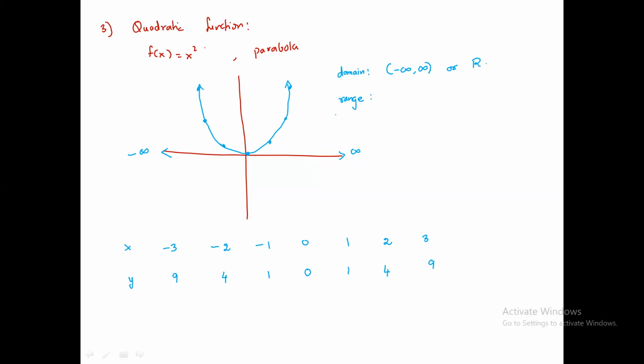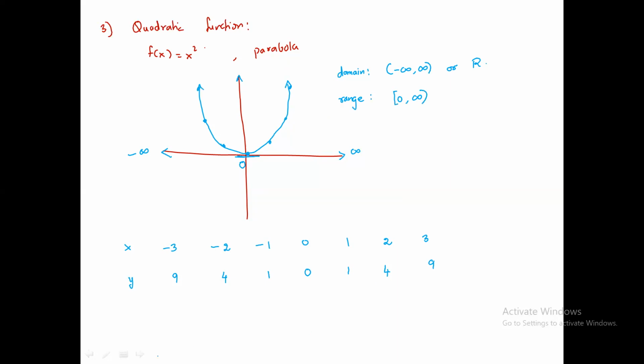A range you have to see on y-axis. On y-axis, the graph is starting at 0 and going up and up to infinity. So the range will be 0 to infinity.